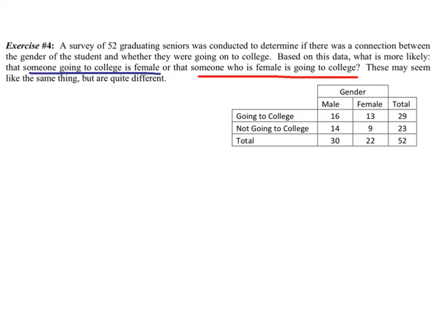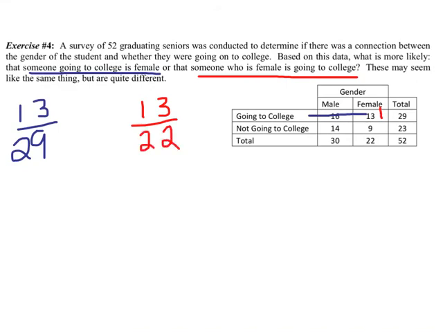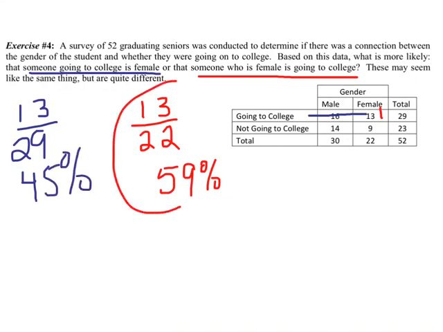Let's take a look at our blue one. Someone going to college and is female. So going to college, female, 13 out of 29. Let's swap to the red one. It says someone who's female going to college would be 13 out of 22. 13 out of 22 would give me 59%. And in blue, it would give me 45%. Therefore, red would win, and it is more likely that someone who is female is going to go to college.